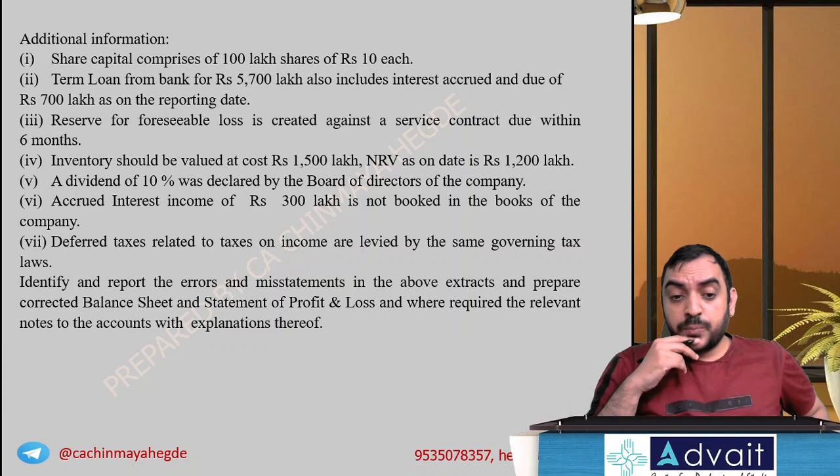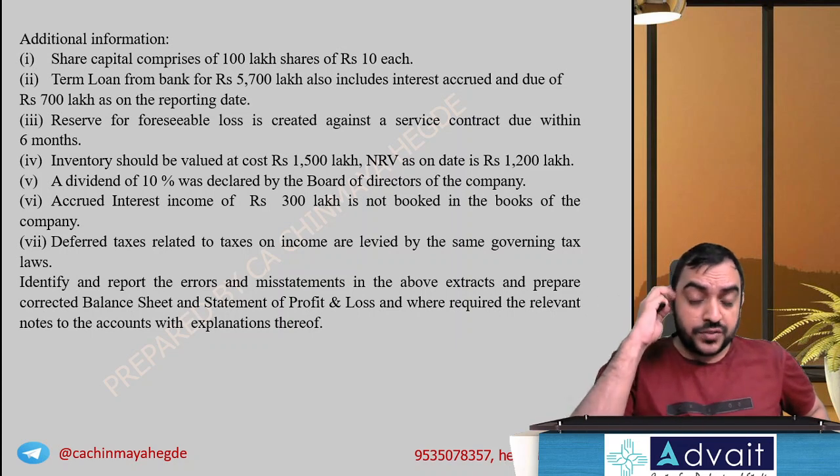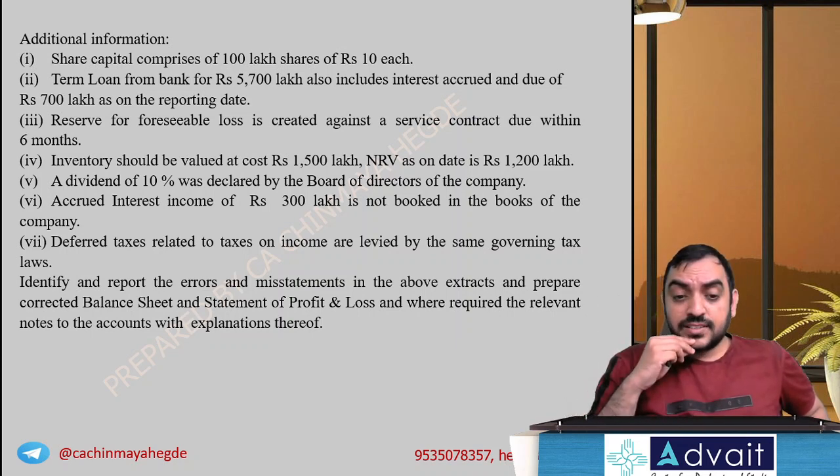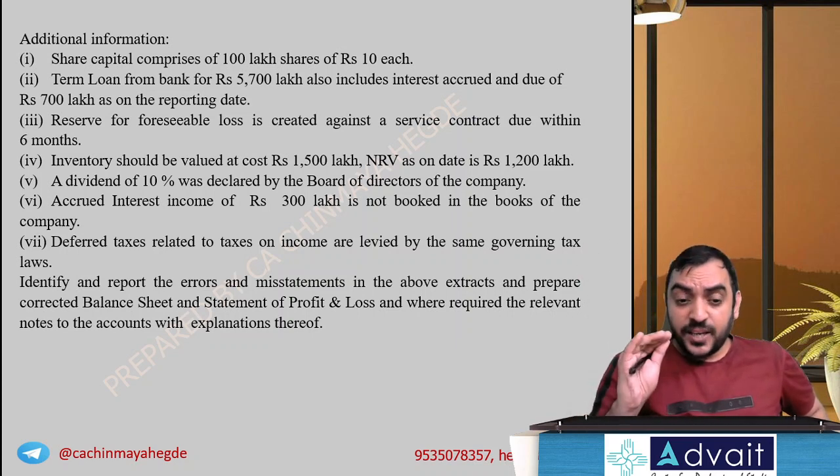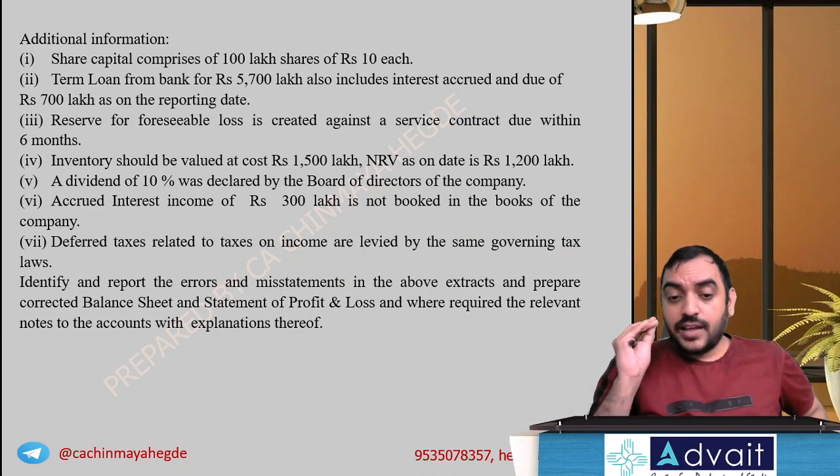A dividend of 10% was declared by the board of directors of the company. Accrued interest of 300 lakhs is not booked in the books of the company. Deferred tax related to taxes on income levied by the same government tax laws can be set off. Identify and report the errors and misstatements in the above extracts and prepare the corrected balance sheet and statement of profit and loss, where required, with relevant notes to accounts with explanation thereof.